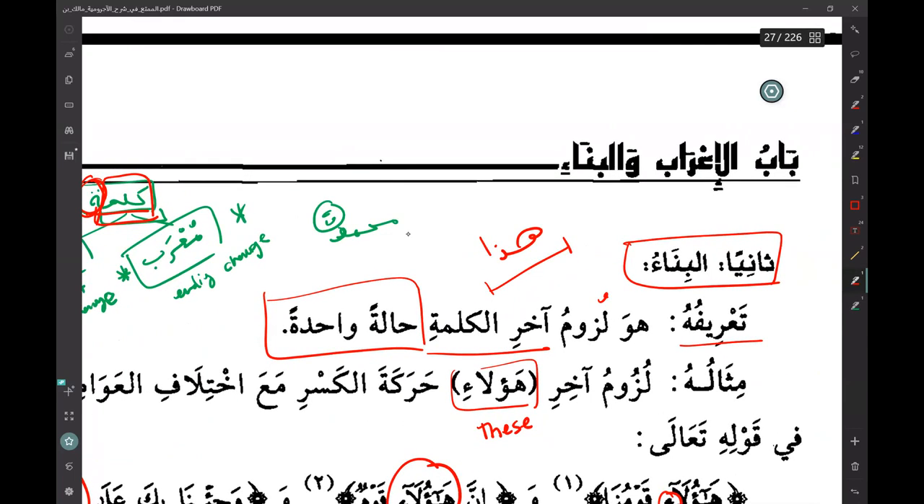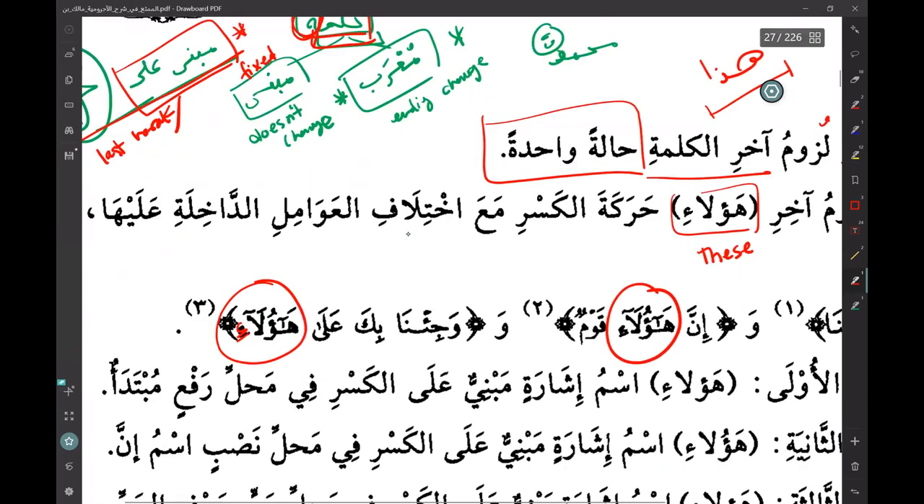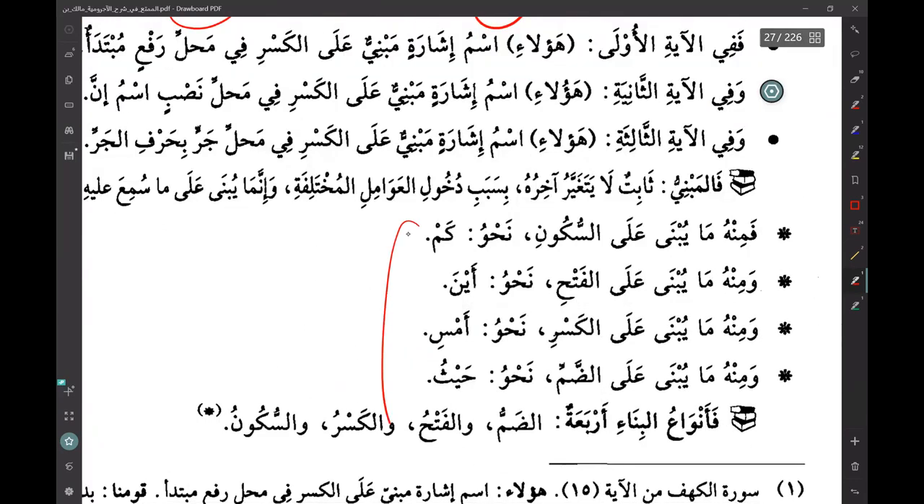So this is the concept that at this stage, at this level, we have to understand. And it's not very difficult. You just look at the last haraka, and whatever the haraka is, it is mabni on that. Okay. So what he's talking about is that it can be mabni on sukun, it can be mabni on fath, it can be mabni on kasr, it can be mabni on dam. So that means there are four ways the word can be mabni.